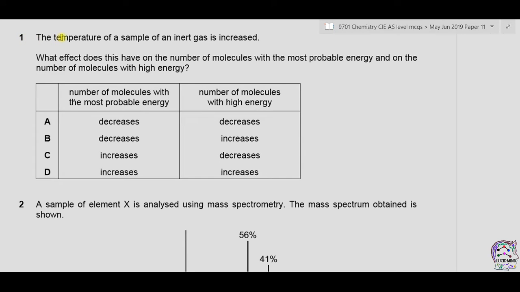Question number 1. The temperature of a sample of an inert gas is increased. What effect does this have on the number of molecules with the most probable energy and on the number of molecules with high energy? We can solve this question by using Boltzmann distribution. In Boltzmann distribution, the curve is drawn like this. On y-axis we have number of molecules, and on x-axis we have energy of molecules.